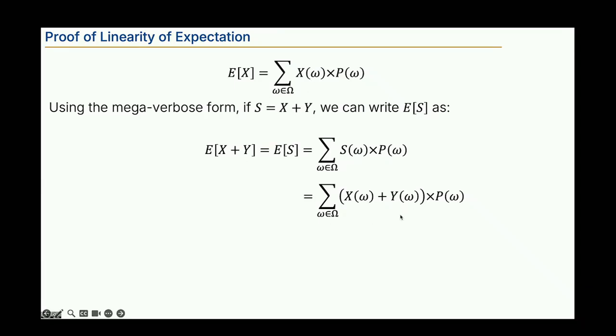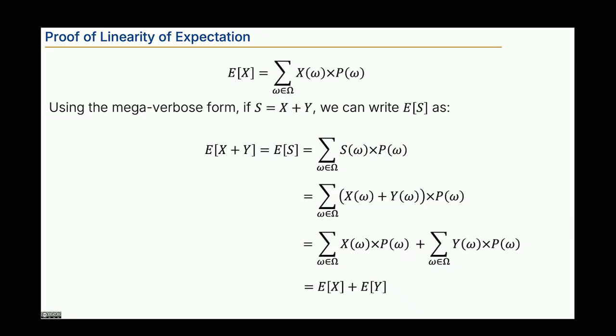So we keep going. Now, what's nice about this is that if I'm doing X of omega plus Y of omega, which is just some number, times P of omega, we could just break that into 2 copies, right? I could take the X of omega and the P of omega and put them together, the Y of omega and the P of omega and put them together, and I could have kept it in one sum, but I broke it into 2. Why not? And at that point, I'm just there, because that's the mega-verbose form of the expectation for X and Y.